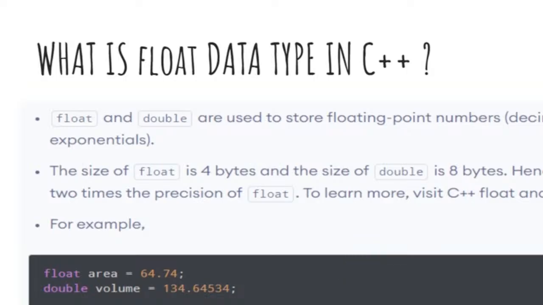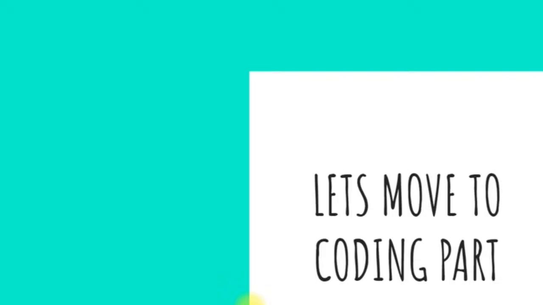So 45e12 is basically 45 into 10 to the power 12. So e is used as an exponential symbol, so this basically means 45 into 10 to the power 12. This is the mathematical meaning of the statement written over here. I hope you guys are clear with the basic theoretical concept of integers, float and doubles. So now let's move to the practical part and see some practical coding applications.